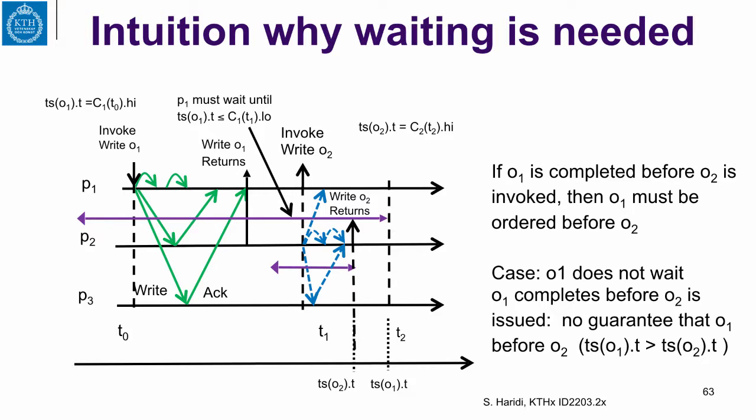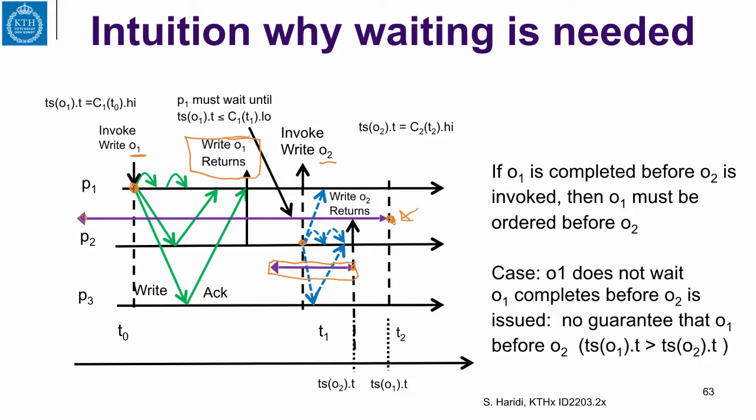Now we show an example of what would happen if the first operation returned early. We'll see that it will violate linearizability. Here is our operation O1, and this is the interval of the clock at the time when we invoke this write. So the upper bound is here. It's a very long interval, and the operation should have waited until this point. But it returned early, so it returned here. When it returned here, here is an operation that happens after O1. It's another write operation, and this has a much better accuracy of its interval, so it returned here.